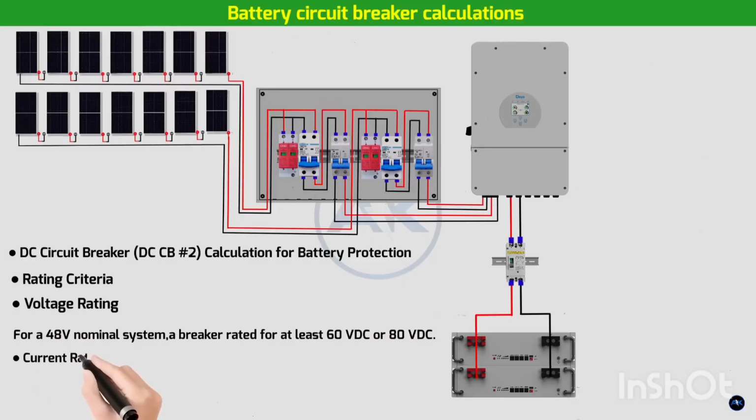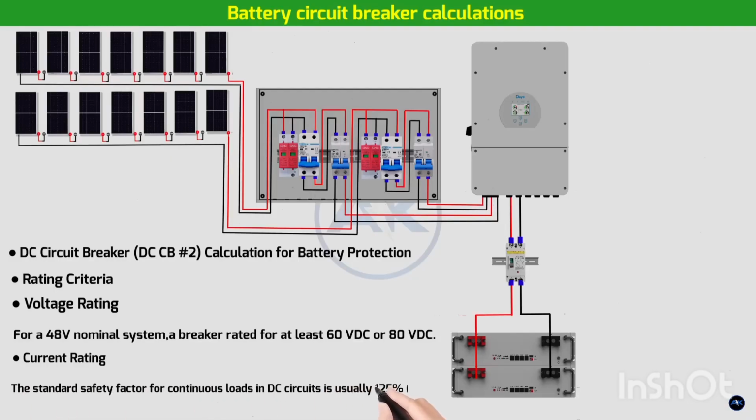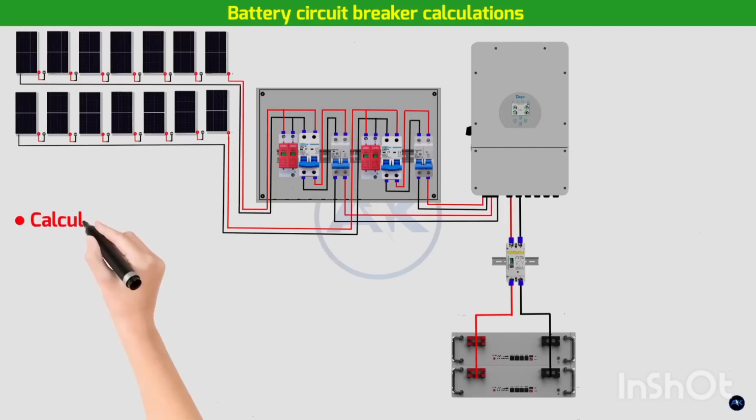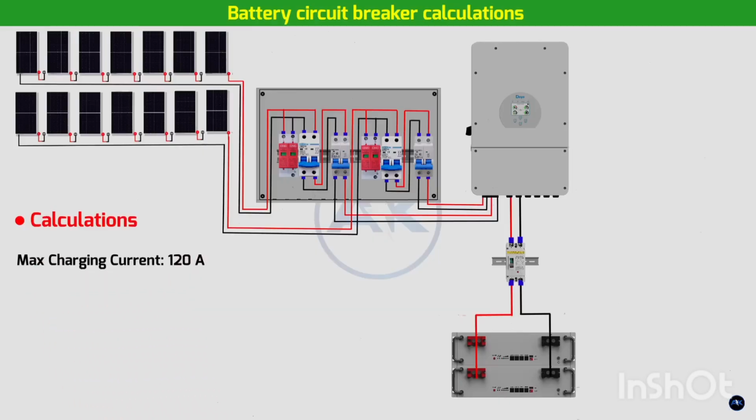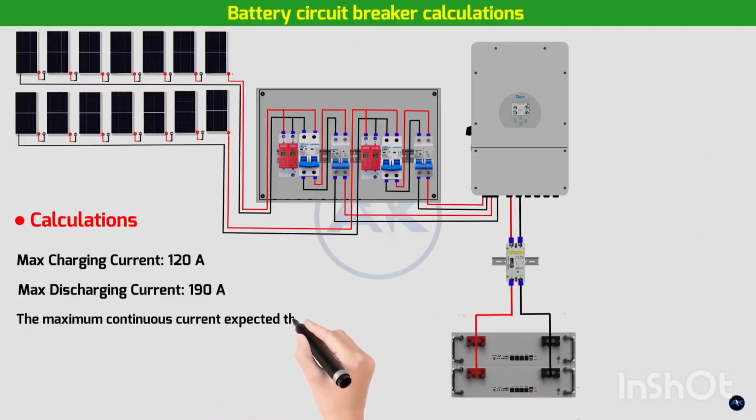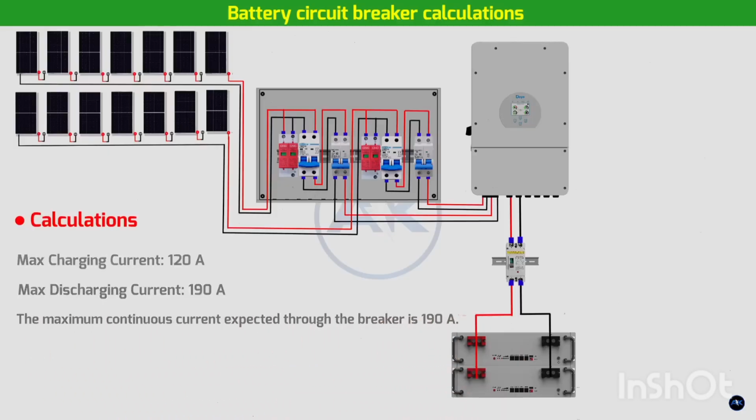Current rating must be able to carry the maximum continuous current that the inverter can draw from or push to the battery. This is typically determined by the larger of the inverter's max charge or max discharge current multiplied by a safety factor. The standard safety factor for continuous loads in DC circuits is usually 125%, as per electrical codes like the NEC. Calculations: determine max current. Compare the inverter's max charging current and max discharging current. Max charging current, 120 amps. Max discharging current, 190 amps. The maximum continuous current expected through the breaker is 190 amps.